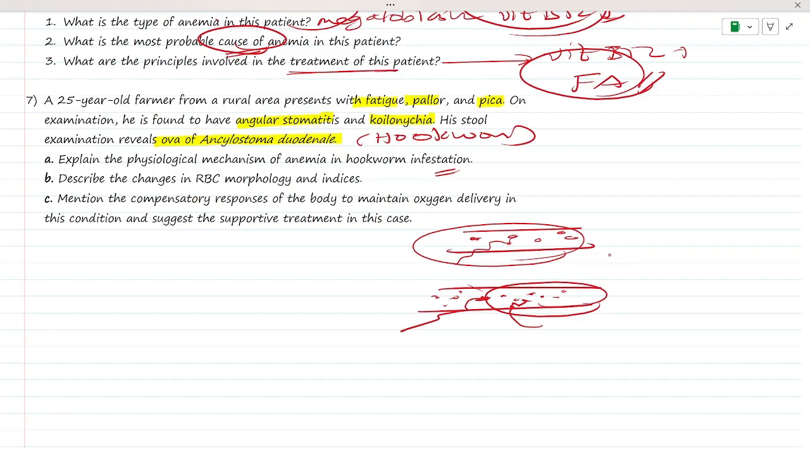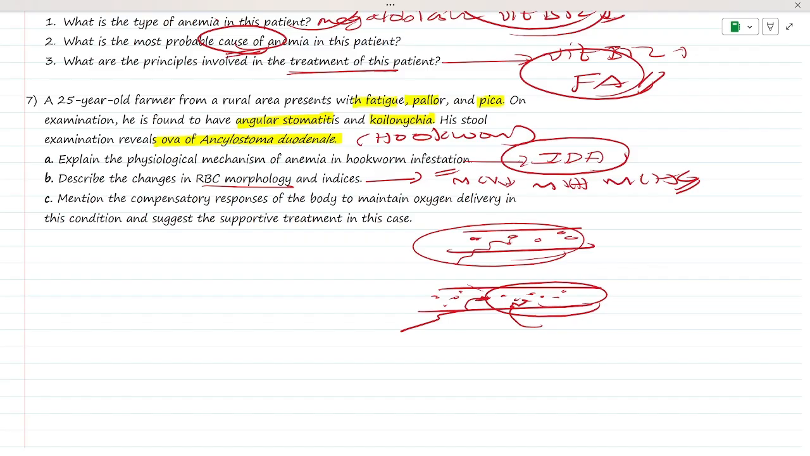So with this persistent blood loss, there is loss of iron. If there is loss of iron, it leads to iron deficiency anemia. So in hookworm infestations, iron deficiency anemia is seen. Why? Due to chronic blood loss. Describe the changes in RBC morphology. We all know that it is microcytic hypochromic, that is, the MCV is decreased along with MCH and MCHC, right? Now mention the compensatory responses of the body to maintain oxygen delivery in this condition and suggest supportive treatment in this case.